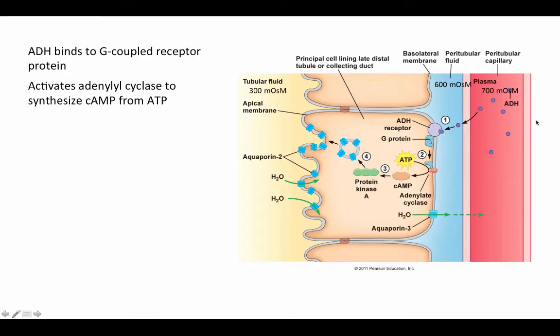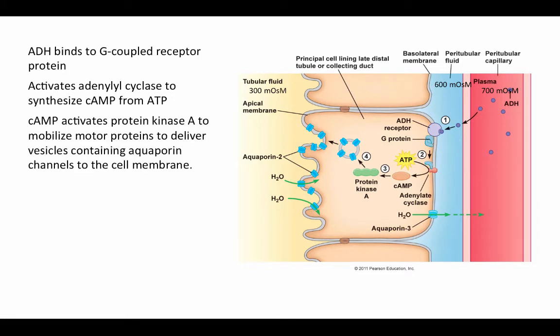And when that G protein is activated, it's going to activate adenylyl cyclase to synthesize cyclic AMP from ATP. So we've got a second messenger being synthesized. Cyclic AMP activates protein kinase A to mobilize motor proteins that are going to deliver these little vacuoles with aquaporin channel proteins embedded in the membrane out to the cell membrane. It's going to fuse with the cell membrane and insert those aquaporin proteins into the cell membrane.